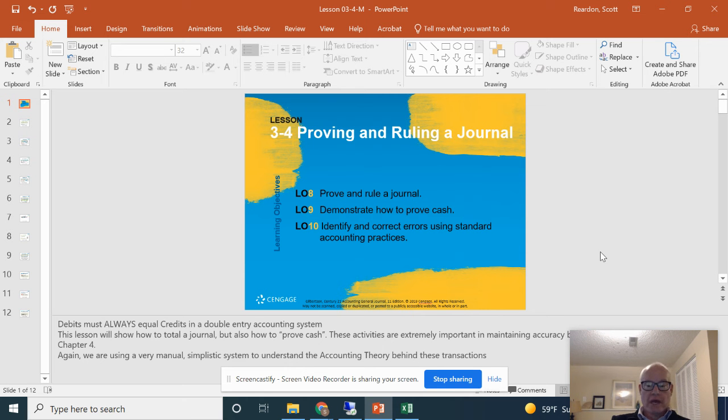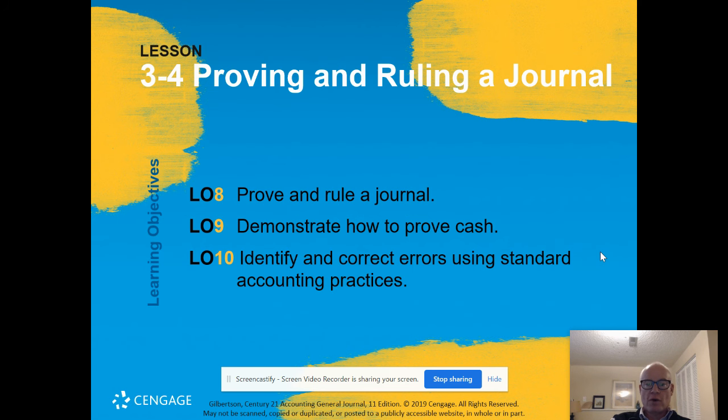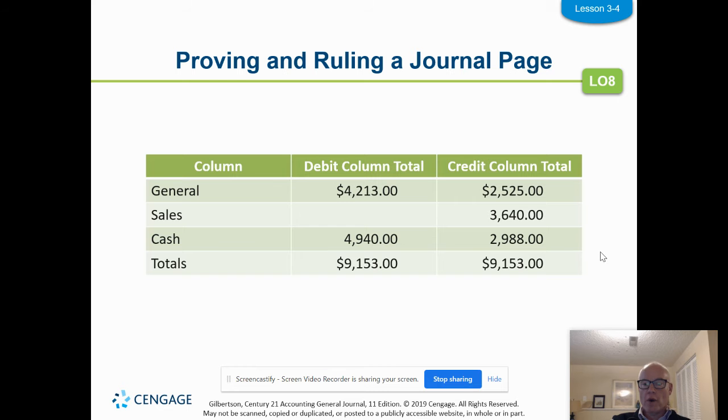And again, I must say, we're using a very manual accounting system. I've said it in all the sections here, a very manual accounting system to learn the theory behind what we're doing. Okay? You're probably wondering, am I going to go with small slides all the way? No, I'm not. It says proving and ruling a journal page. Well, we had all of those transactions up above in our previous lesson.